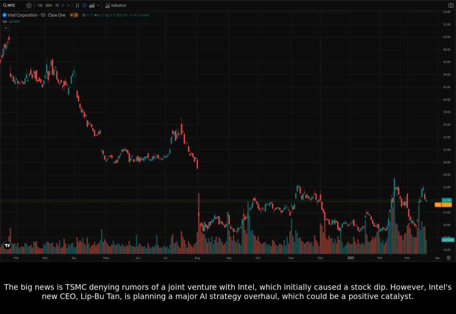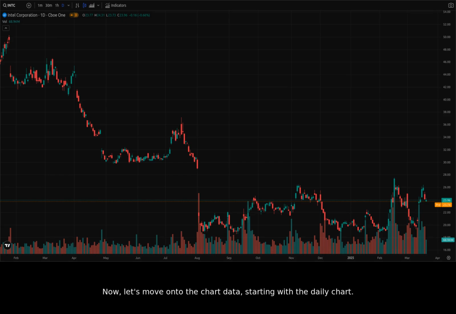The big news is TSMC denying rumors of a joint venture with Intel, which initially caused a stock dip. However, Intel's new CEO, Lip-Bu, is planning a major AI strategy overhaul, which could be a positive catalyst. Now, let's move on to the chart data, starting with the daily chart.